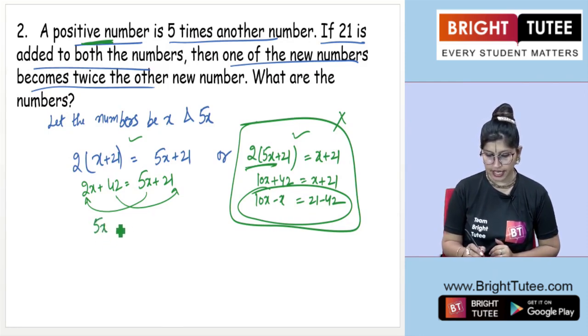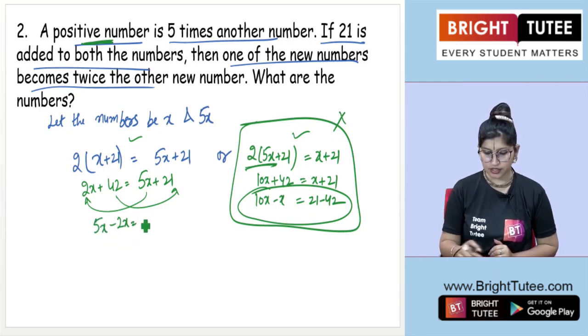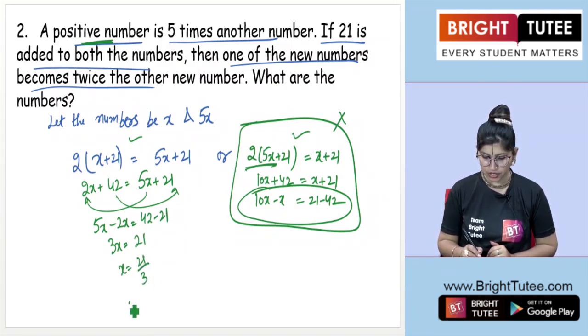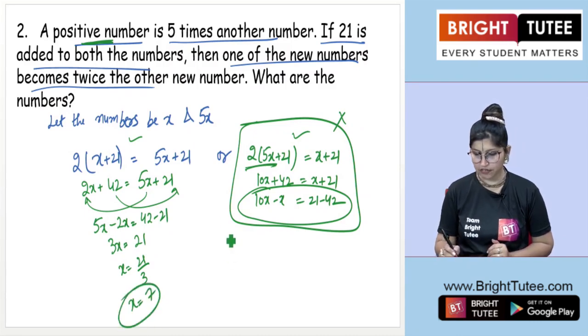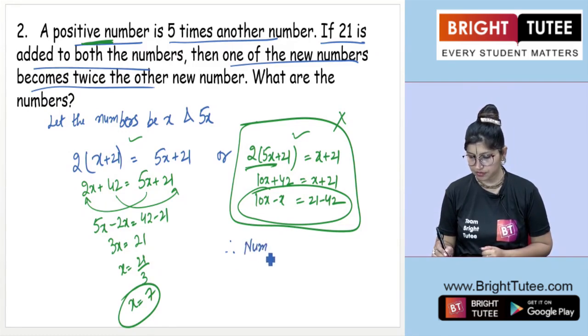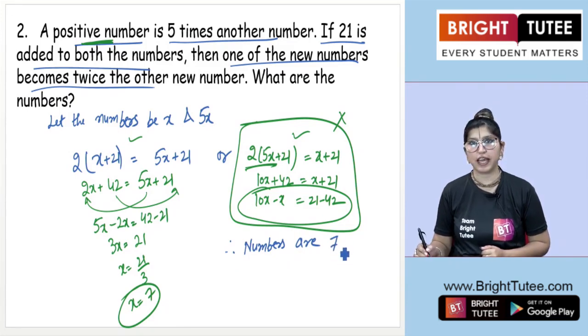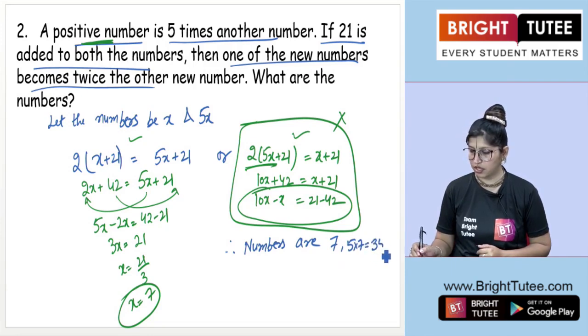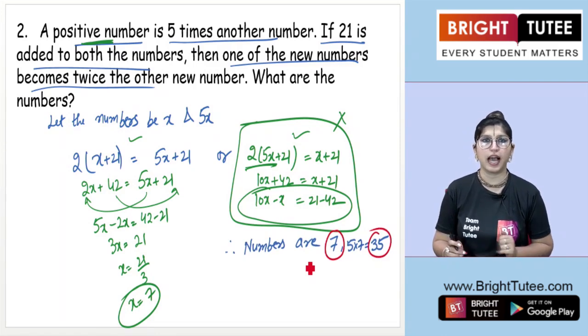So we will be solving it like 5x minus 2x, and we will be taking 21 to that side. So we will be getting 3x equals 21. So x will be 21 by 3, which means x is 7. So therefore the numbers are 7, which is x, and 5x, which means 5 times 7, which is 35. So we got 7 and 35, the two numbers which we have.